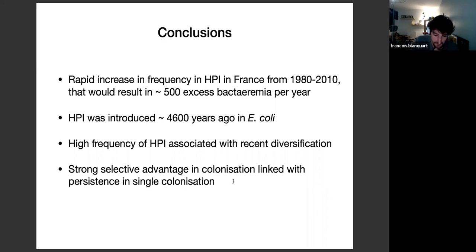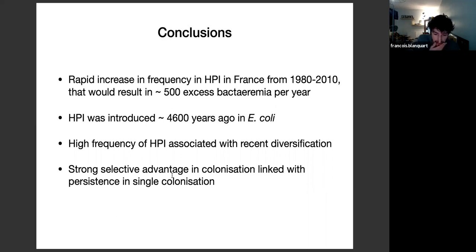a public health problem. So we dated the introduction of HPI to about 4,600 years ago in E. coli. We see in the genomes, in the phylogeny of the core genome, that the high frequency of HPI was associated with a recent diversification, which could suggest also selection for HPI over timescales of a few hundred years. And we see in the data at a smaller time scale, this colonization data, there is a very strong selective advantage in colonization that is linked with persistence in single colonization.